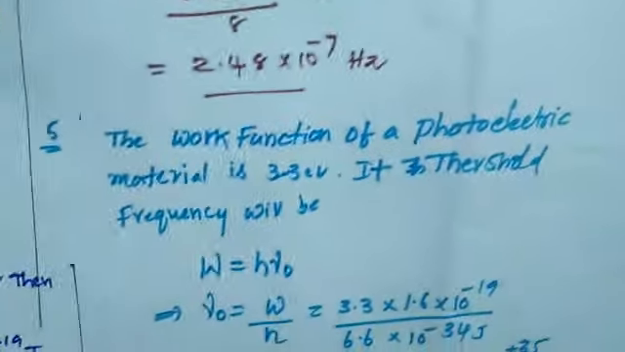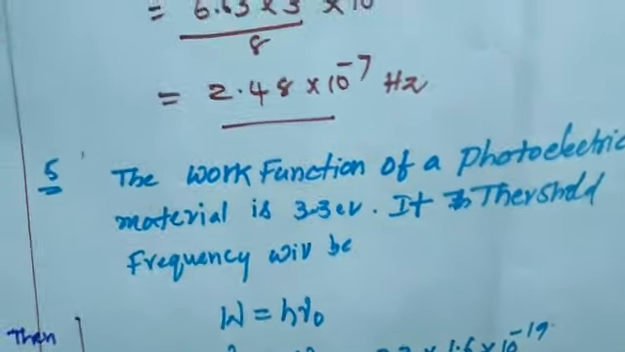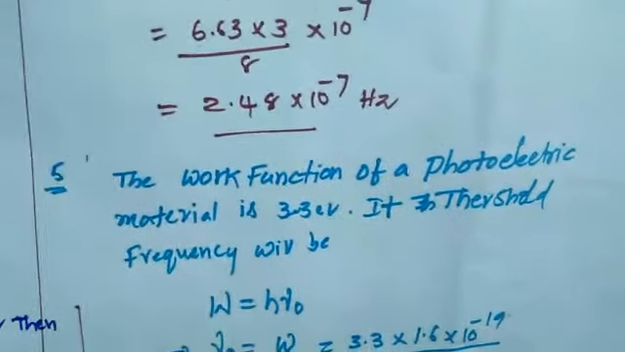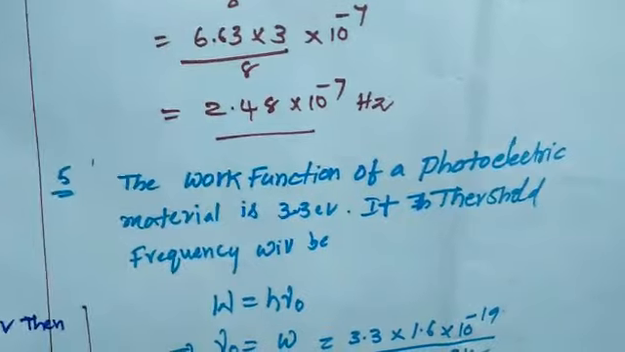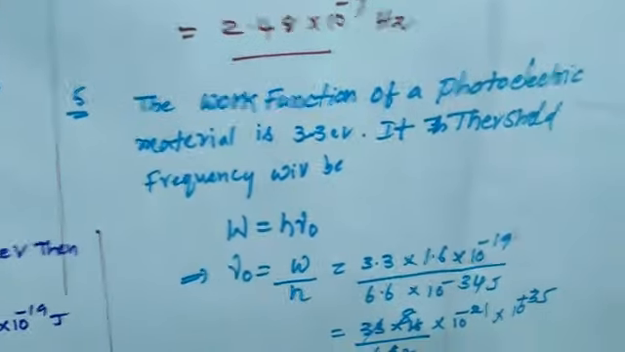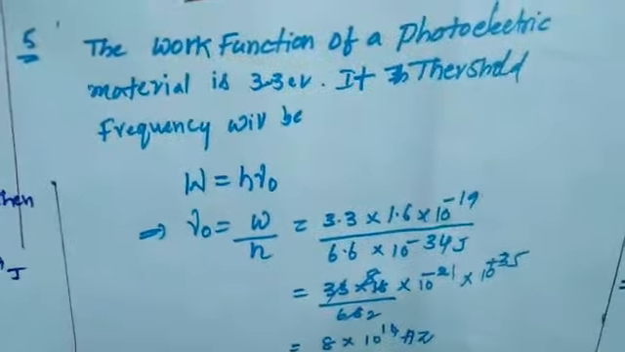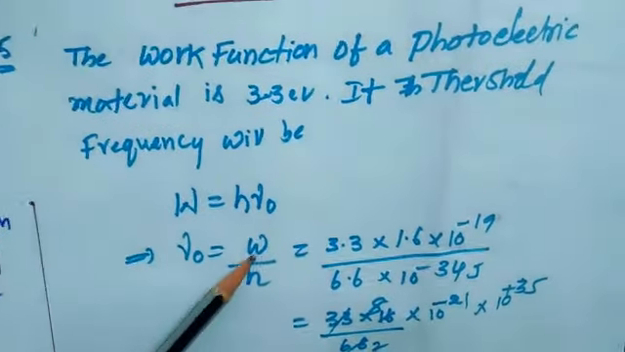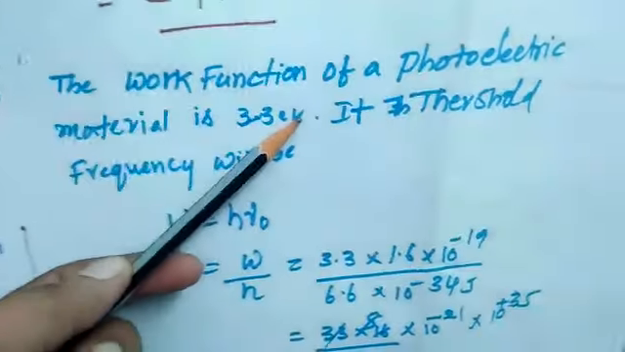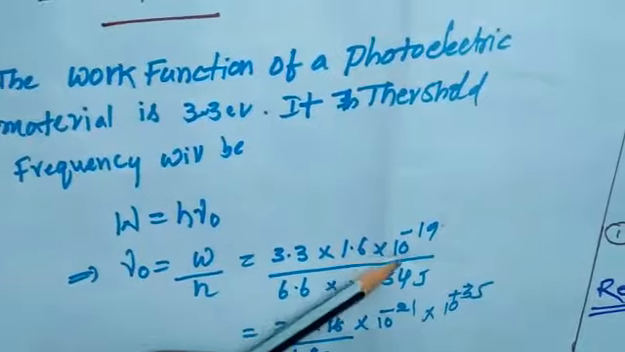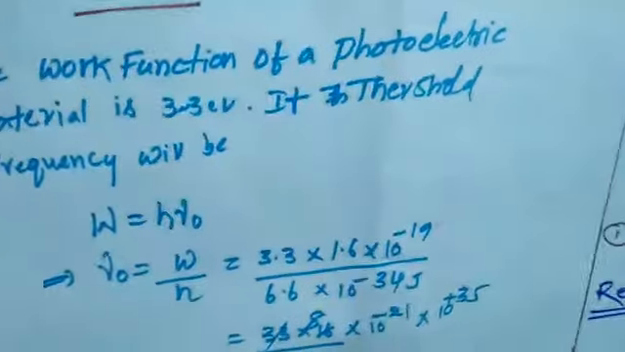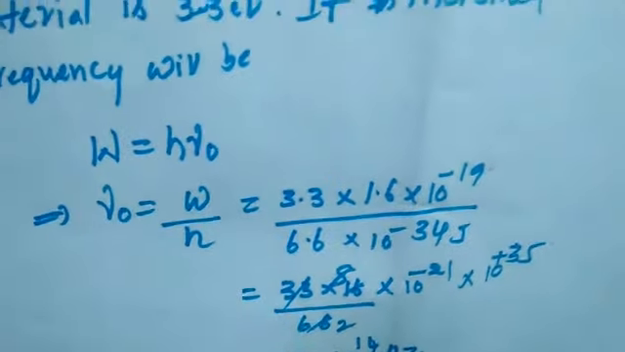So another important problem, look here, on work function. The work function of a photoelectric material is 3.3 electron volts. What is the threshold frequency? Same problem, again you can calculate the same way. W is equal to h nu naught, so nu naught is equal to W by h. W is 3.3 electron volts, which means 3.3 into 1.6 into 10 power minus 19, and h is equal to 6.6 into 10 power minus 34. Then we can calculate and get 8 into 10 power 14 hertz.